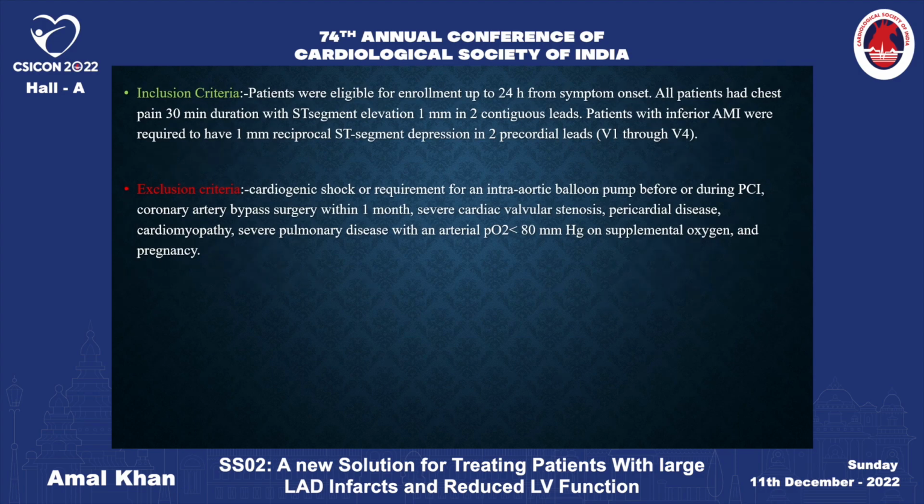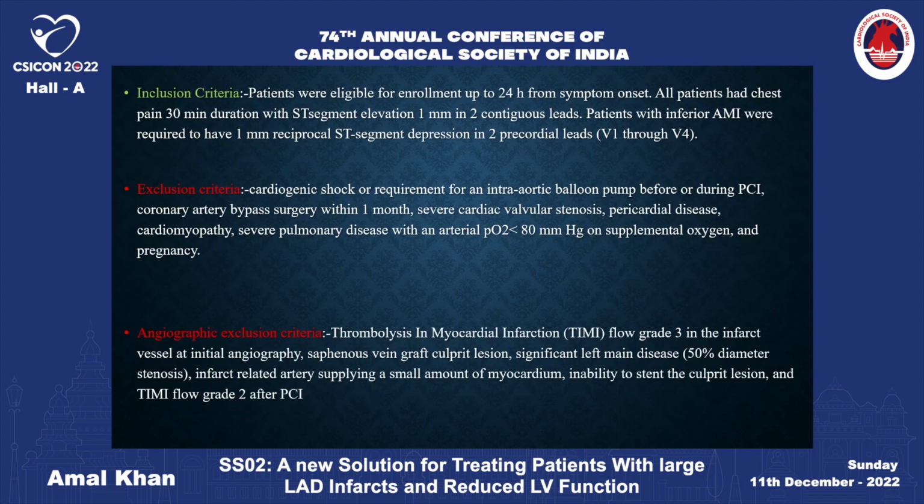And the exclusion criteria was cardiogenic shock or requirement for any IABP before or during the PCI, CABG within the last 1 month, or a severe pulmonary disease with a PO2 less than 80. There are some angiographical exclusion criteria also, like TIMI flow 3 in the infarct vessel at an initial angiography, or a saphenous vein graft lesion, or a significant left main disease, 50% diameter stenosis in the infarct-related arteries supplying a small amount of the myocardium, and the inability to stent the culprit lesion.